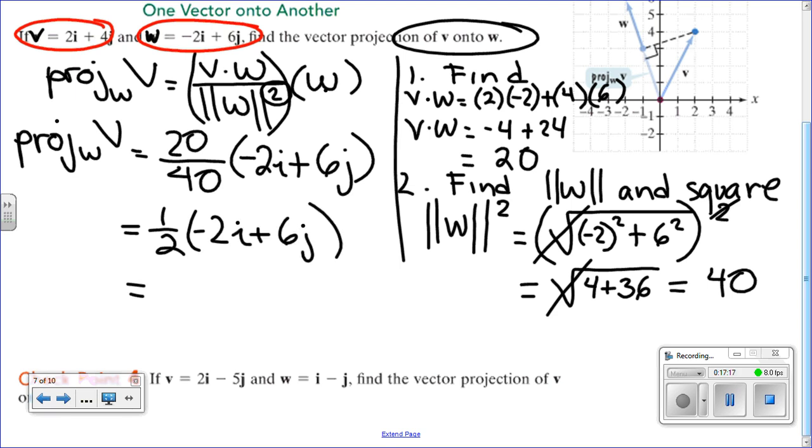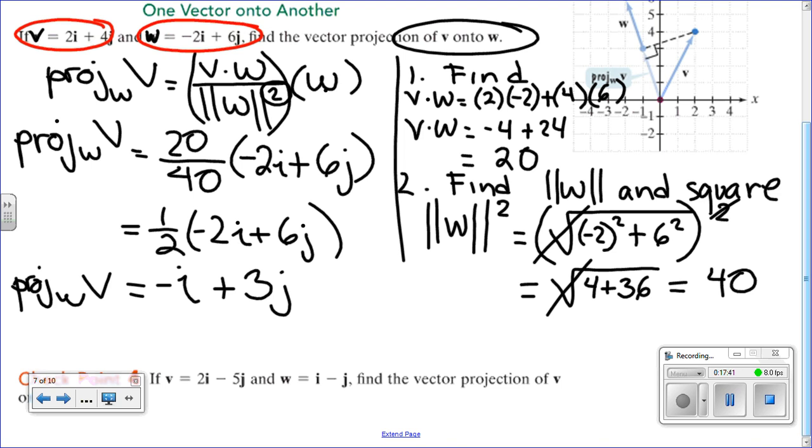Then we distribute the scalar, so scalar multiplication. 1/2 times negative 2 is negative 1, so we have negative i. And then 1/2 times 6 is like dividing 6 by 2, so that is 3, so 3j. And that one right there will be the projection.